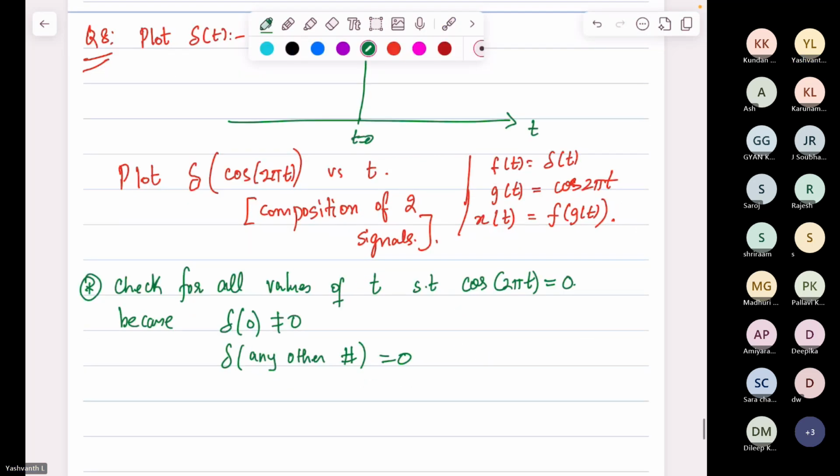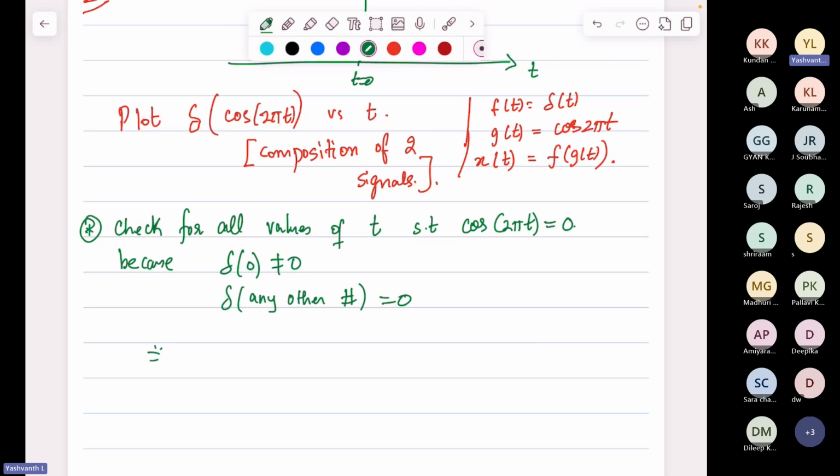Now tell me, if cos 2 pi t is equal to 0, what should your 2 pi t be? It should be an integral multiple of pi by 2, correct? Pi by 2, 3 pi by 2. Maybe 2 pi t should be equal to n pi by 2, where n belongs to the set of all integers. Or is it 2n plus 1 times pi by 2?